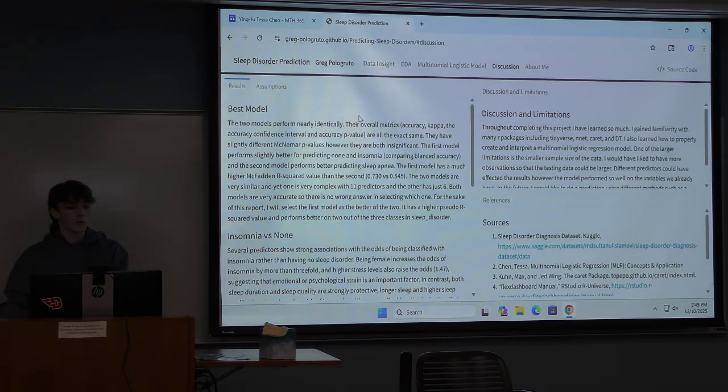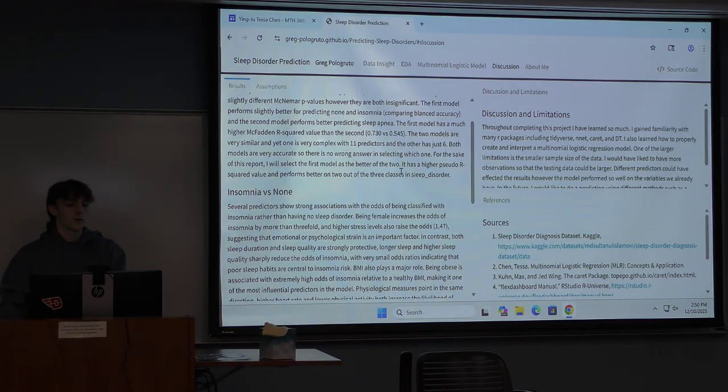So, choosing between the two models, they both perform nearly identically. Their overall metrics are almost exactly the same. They have slightly different Nehmer p-values. They're both insignificant, so they show the same exact thing. The first model performs slightly better at predicting no sleeping disorder and insomnia, while the second performs better at sleep apnea. They do have comparable McFadden R-squared values.